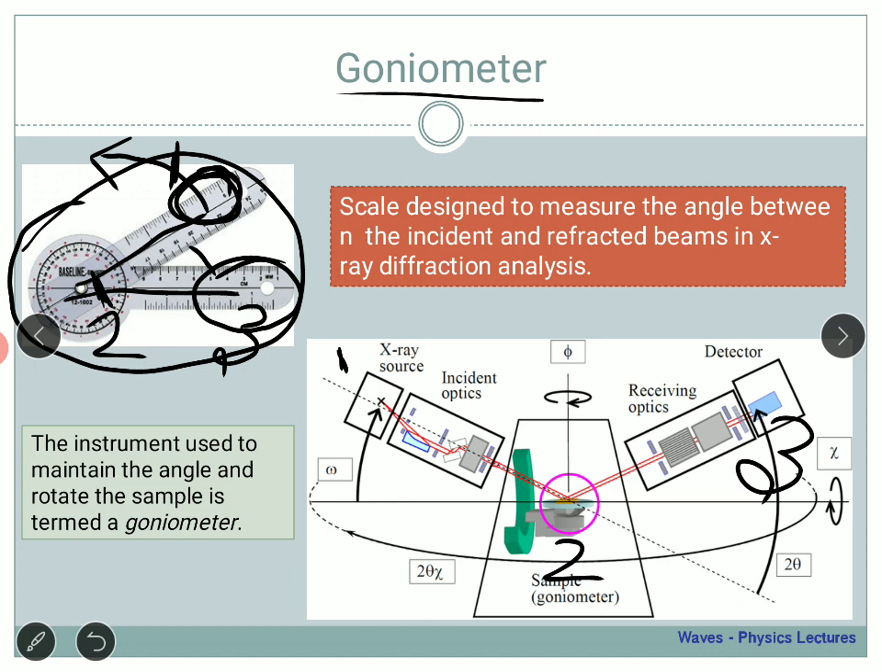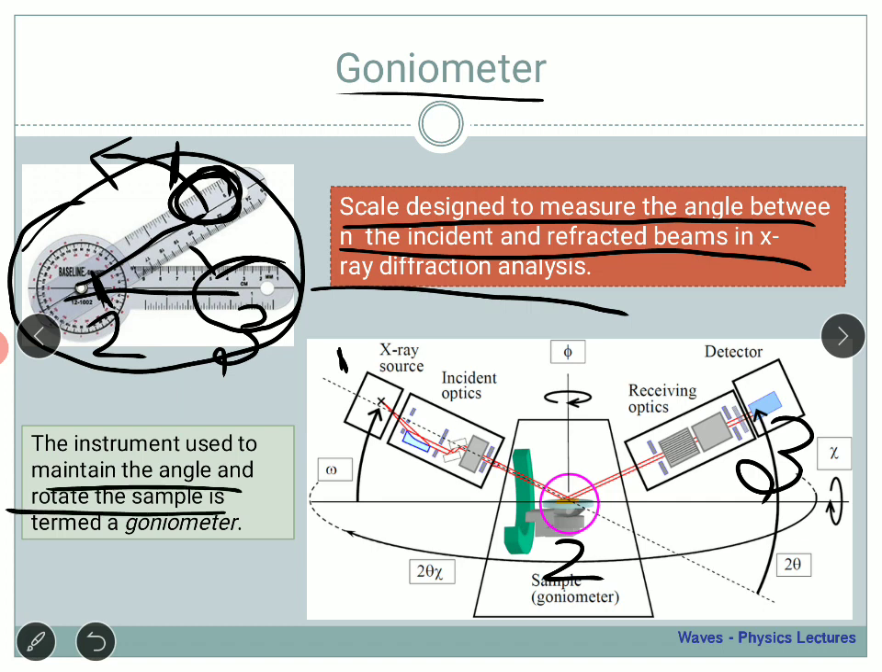So this is the analogy with the goniometer instrument that we usually see. It's basically nothing but a scale designed to measure the angle between the incident and the refracted beams in an X-ray diffraction analysis, a very important part of the instrument. The goniometer is usually used to maintain the angle and rotate the sample together.